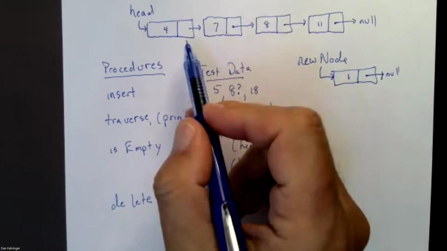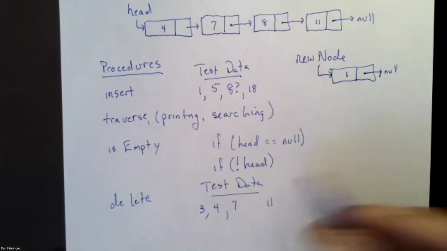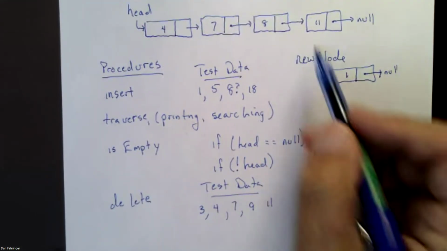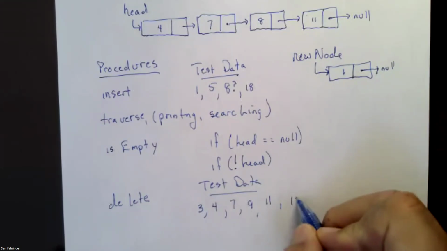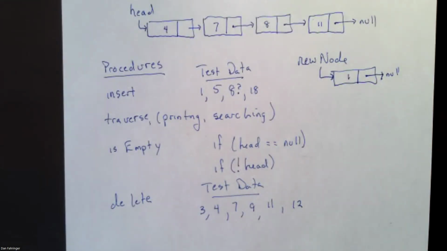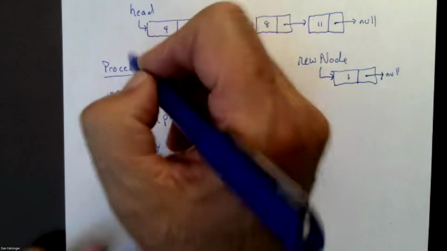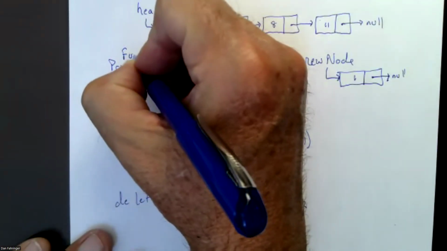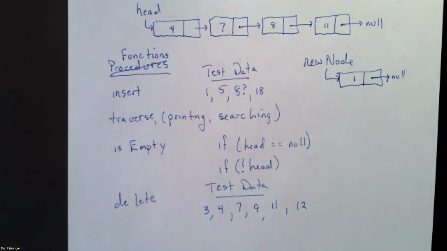What about 4? Deleting the first item. Deleting something in the middle. That's the 7. Deleting something that's not in the middle. Deleting the end. Deleting past the end. So I have a lot of different things that I really want to make sure my delete procedure function works on. It's called functions. Some languages call them procedures, just generic, but we should be using the word functions.